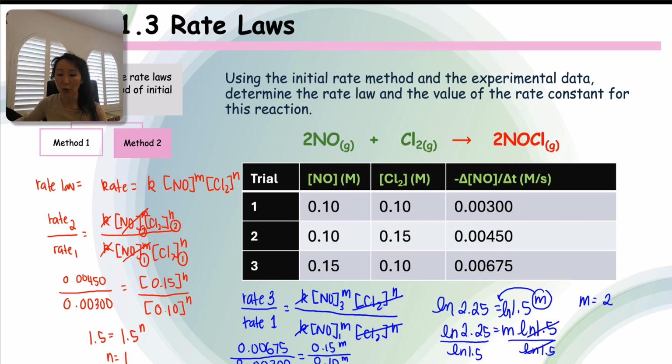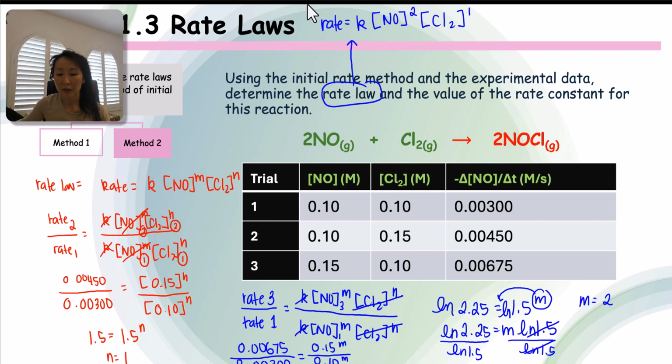So the reaction order for nitric oxide is 2. Let's write the rate law on top here, since we're running out of room. So for the rate law, you can say rate is equal to K, which we don't know the value of yet, but we do know that for nitric oxide, the reaction order is 2, and for chlorine, it is 1. So that's my rate law.